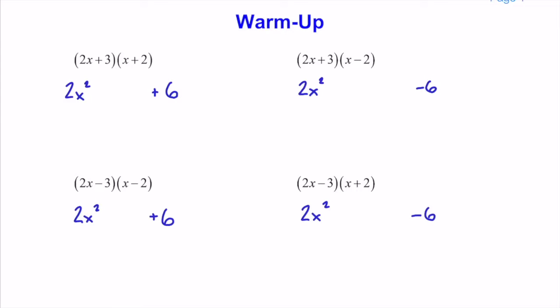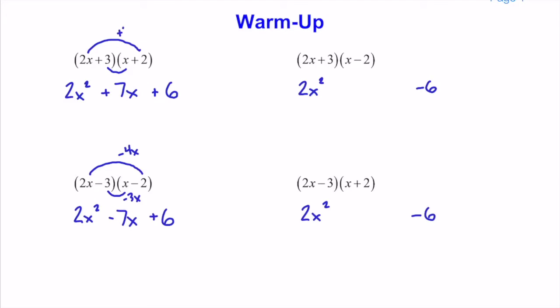Now let's see what happens with the middle term. First I have to do the 2x times the 2, and then the 3 times the x. So 2x times 2 gives me 4x, and then I have to add to it 3x, because everything in this problem is positive. So I'll end up with plus 7x for my middle term. The one directly below it, I'm doing 2x times a negative 2, which gives me a negative 4x, and then a negative 3 times an x, which gives me a negative 3x. If I add those two things together, I get negative 7x.